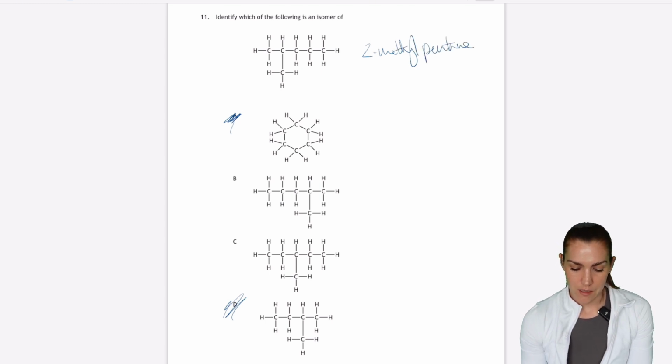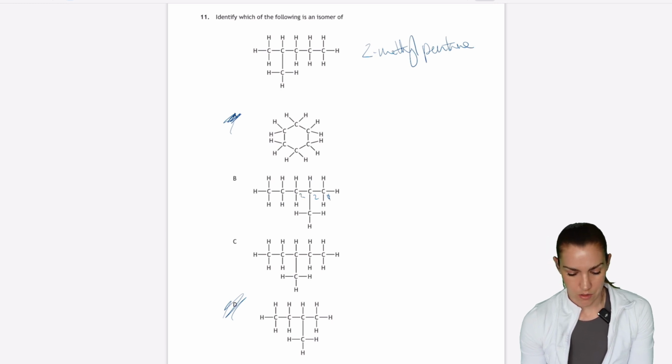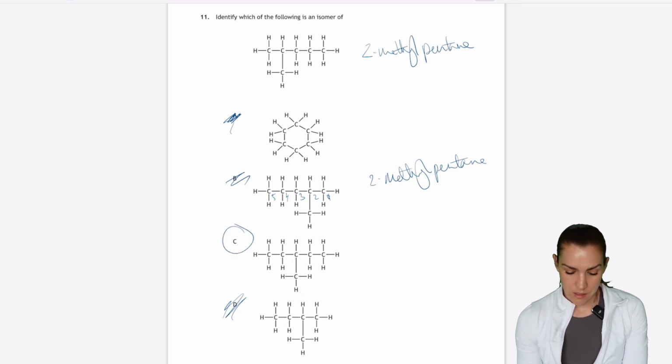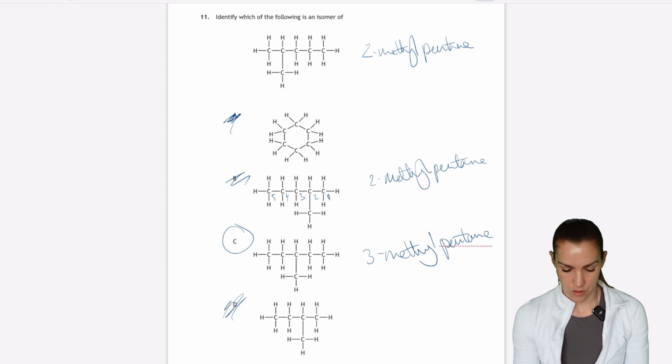If we were to name B, we would have to number from the right hand side because that's where the branch is closest to. So again, that would be 2-methylpentane. So that's actually the same molecule. So that's not an isomer, that is the same molecule, which means our answer must be C. C is 3-methylpentane, which confirms that it is an isomer because it's got the same number of carbons and hydrogens, but it's got a different name, which means it will have to have a different structure.